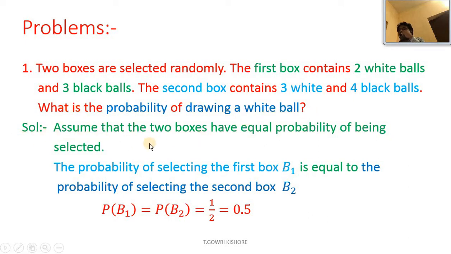So solution, assume that the two boxes have equal probabilities of being selected. The probability of selecting the first box B1 is equal to the probability of selecting the second box B2. Therefore, probability of B1 equal to probability of B2 equal to 1 by 2, that is equal to 0.5.